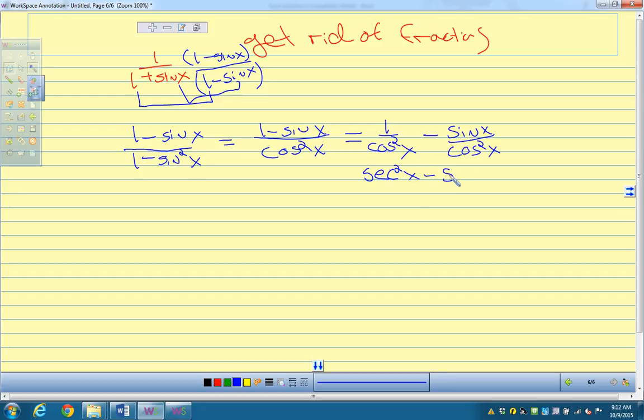you could write it as tangent times something else. Yep, this can be written as tangent x times secant x. Do you guys see where that comes from? Sine over cosine is tangent and 1 over cosine is secant. So now I rewrote it without any fractions. Why would I want to do that? I don't know, just an exercise in doing it.